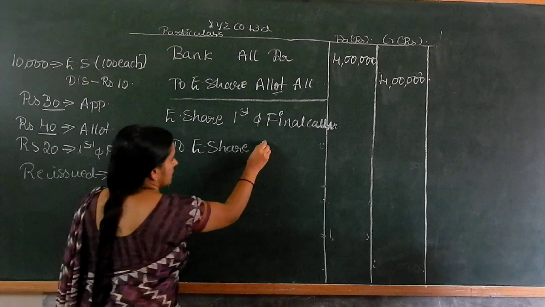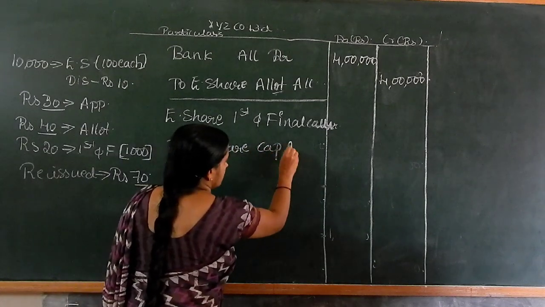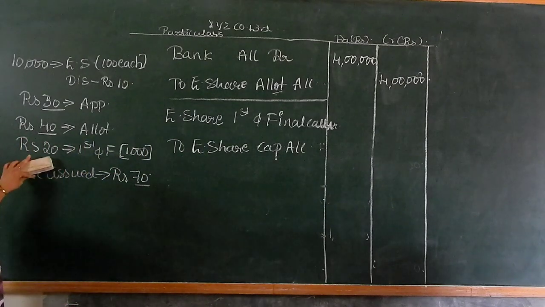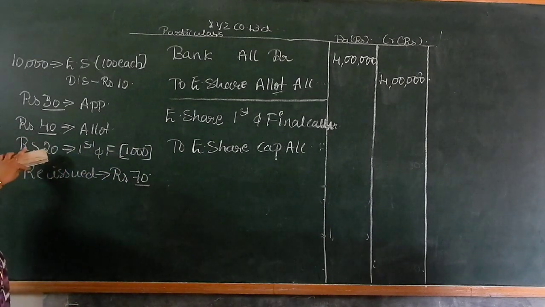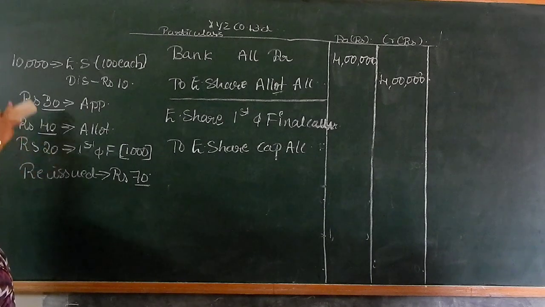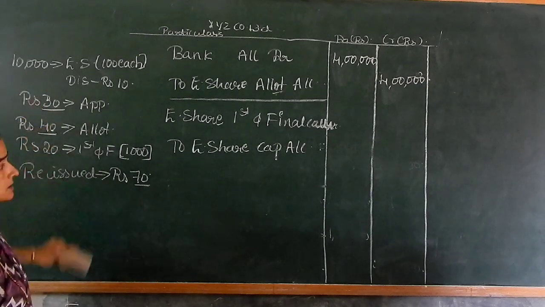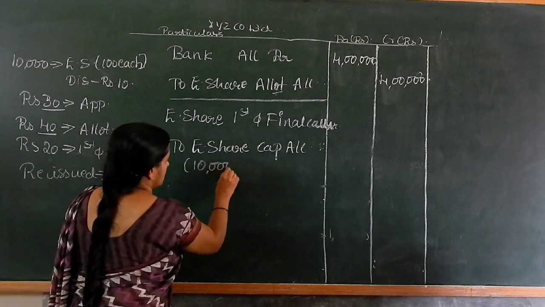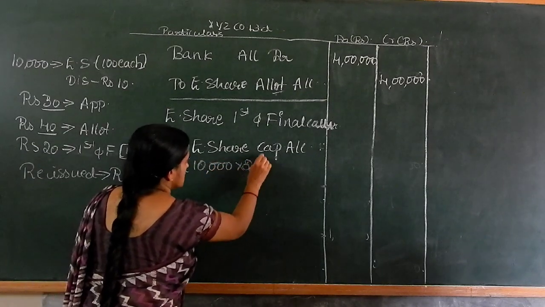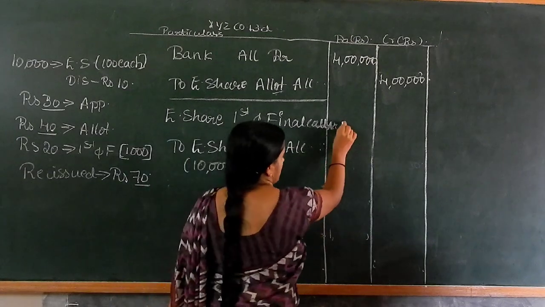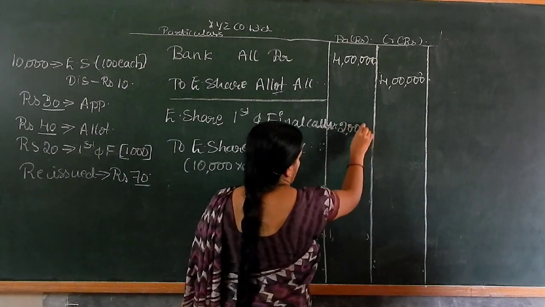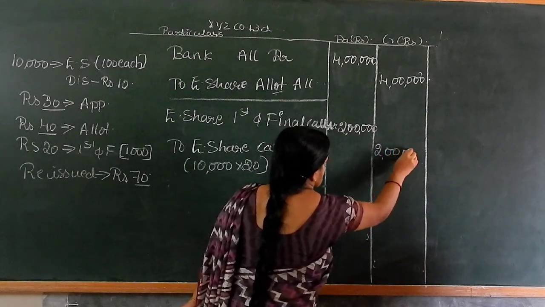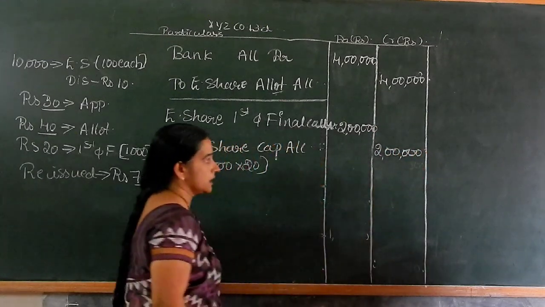Now, how to calculate the amount? What is the first and final call money? Rupees 20. 20 into these 10,000 equity shares. So that is 10,000 into 20, that is 2 lakh. So what is the amount? That is 2 lakh. 2 lakh is the amount towards first and final call.